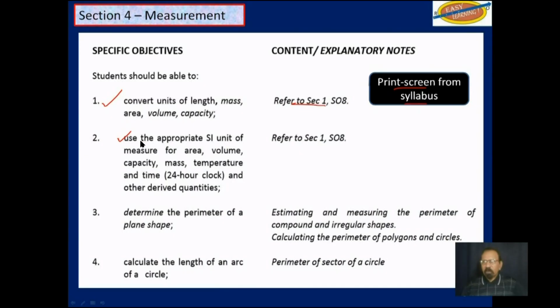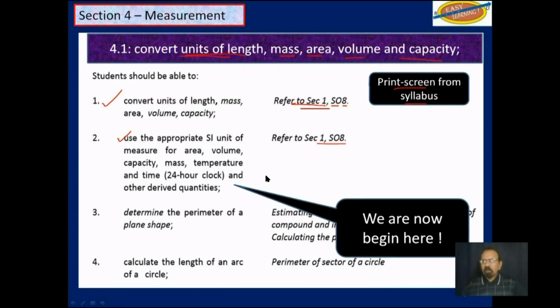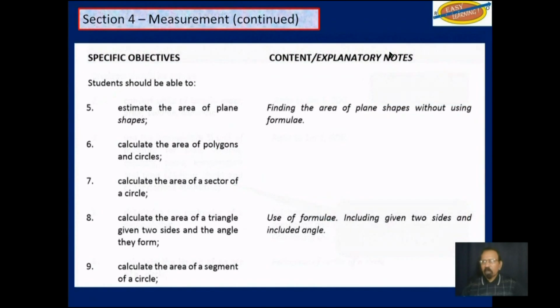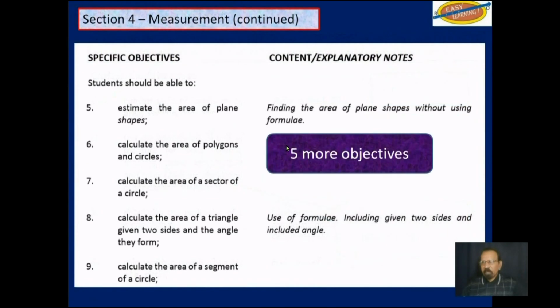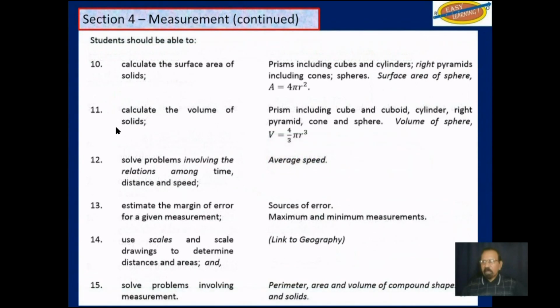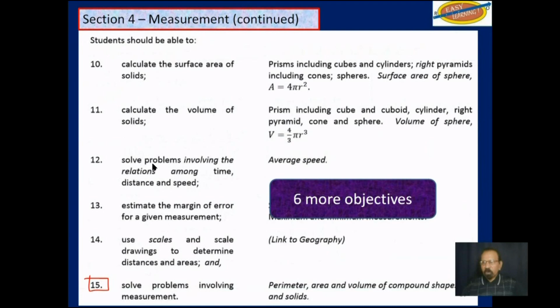Notice we are referred back to Section 1, Specific Objective 8: convert units of length, mass, area, volume, and capacity. And then we have these 5 more objectives here. And finally, those 6 more, which would give us 15 objectives for this section.